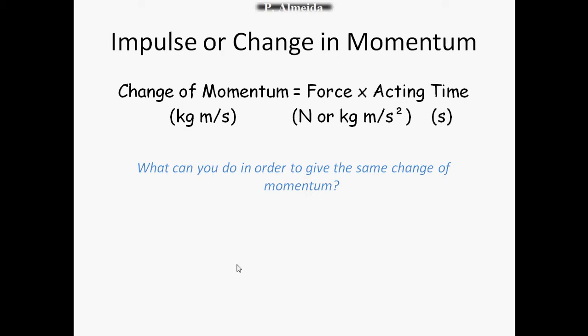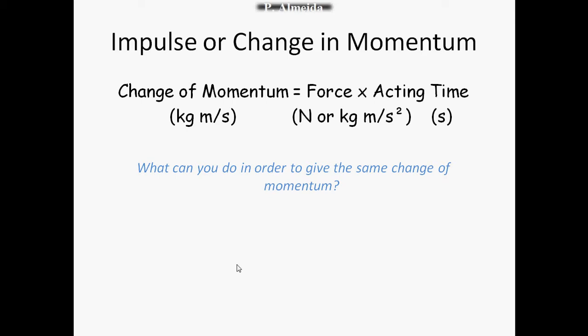So impulse or change in momentum can also be calculated by multiplying the force applied to an object times the time that that force was acting on that object. Force comes in newtons and time comes in seconds. So change in momentum has the units of newton seconds, or because it's still momentum, kilograms meters per second. And this comes because force has the units of kilograms meters per second squared. So if I get kilograms meters per second squared times seconds, I get kilograms meters per second.